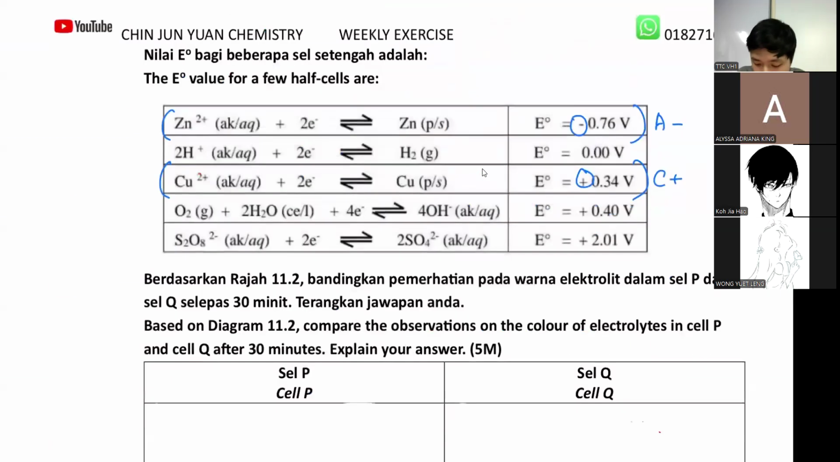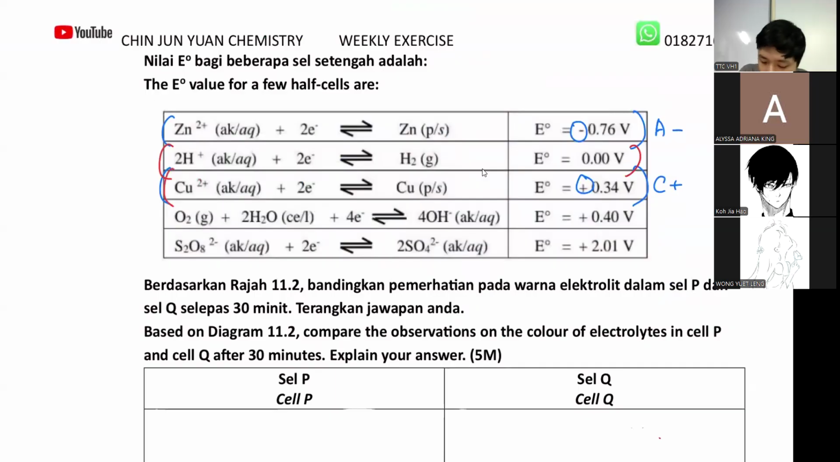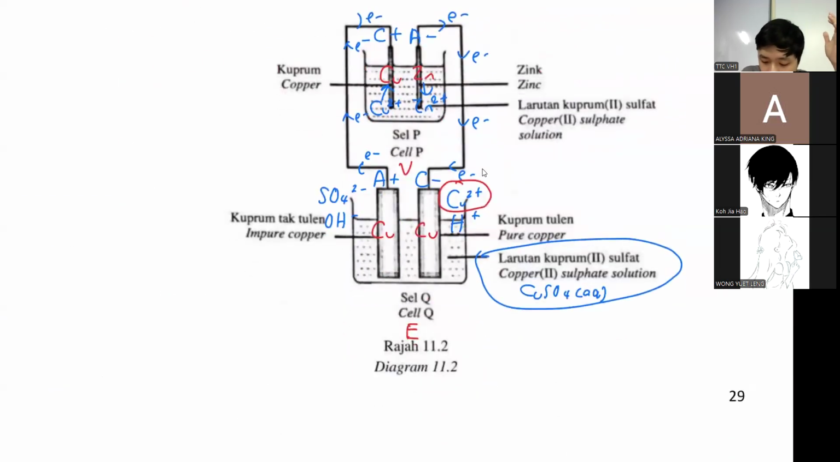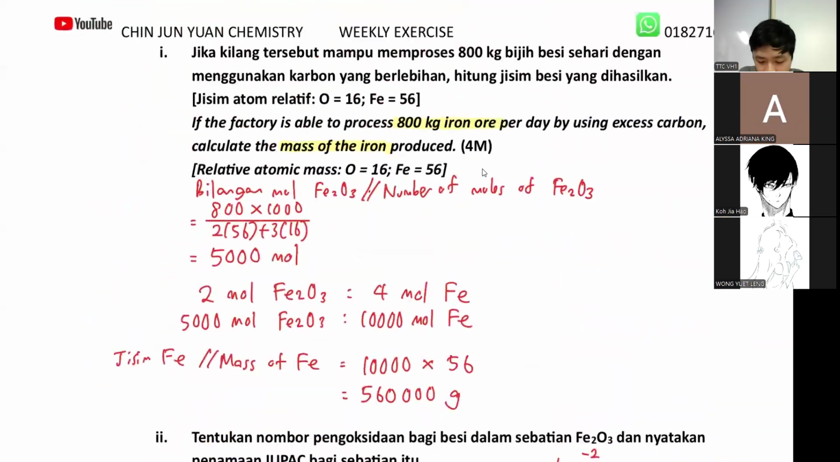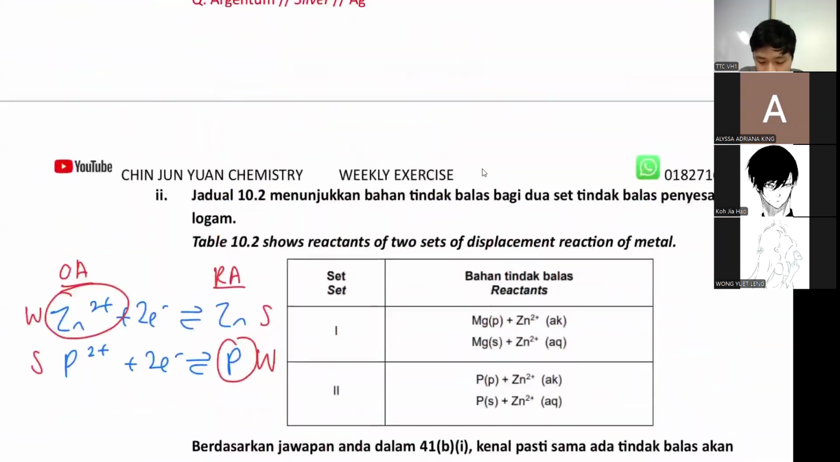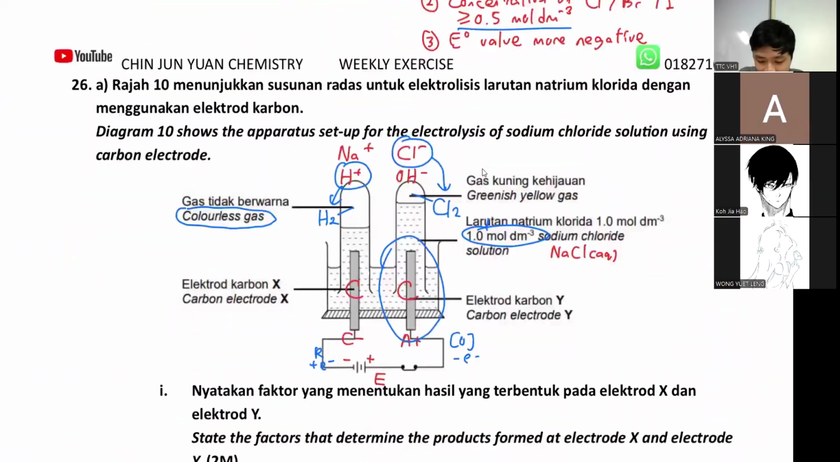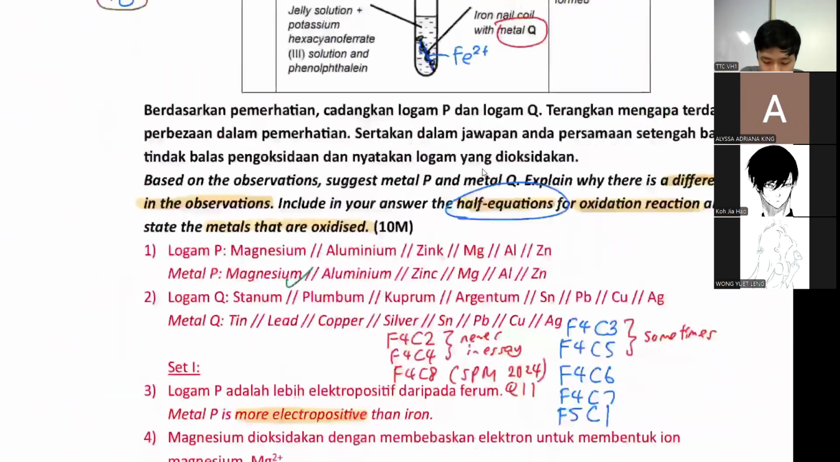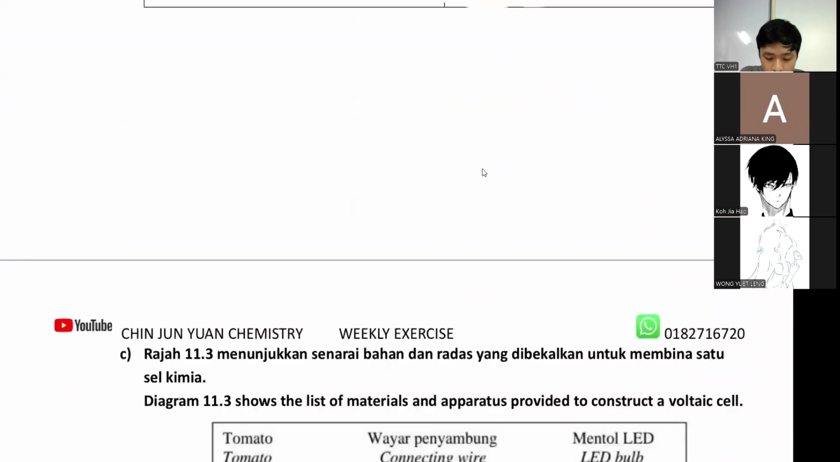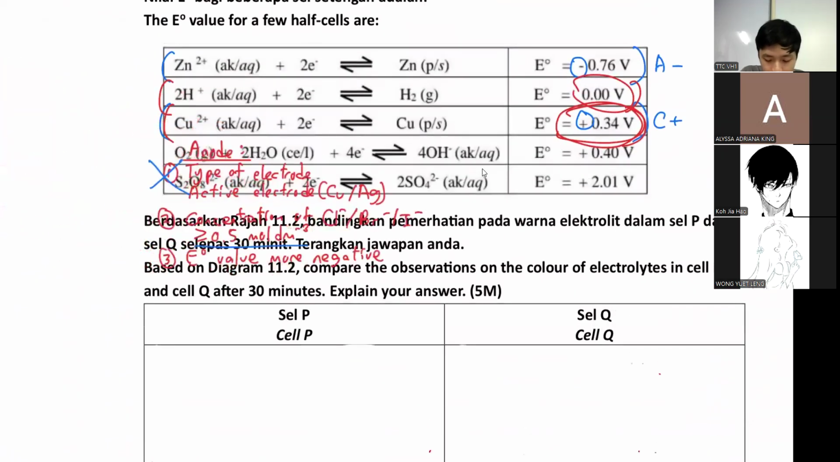Just now I already talked about it, right? Cu2 plus has E naught more positive compared to H plus. That's why I choose Cu2 plus to undergo reduction, becoming Cu. Here a lot of copper is found. And based on the factor I talked about just now, here, this part. So the same thing.